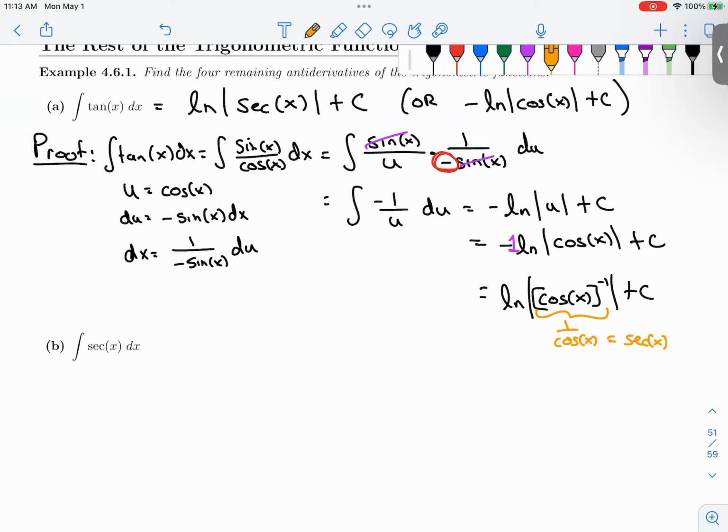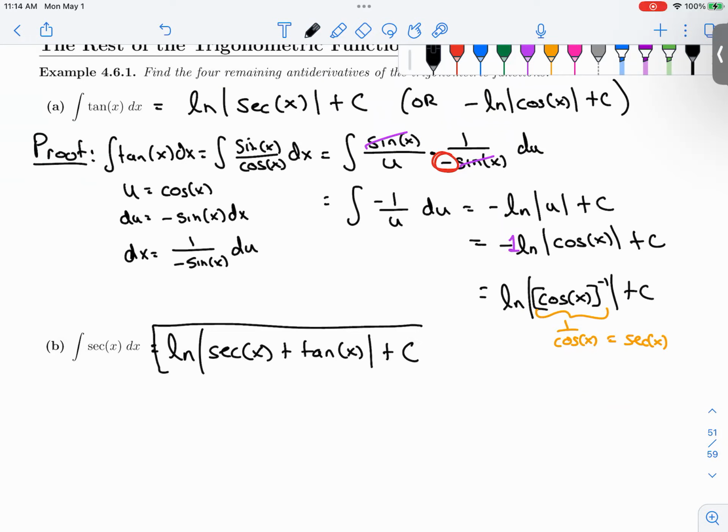Close, but no. It's actually the natural log of the absolute value of secant of x plus tangent of x. Give them $50. I'm going to buy this in it.